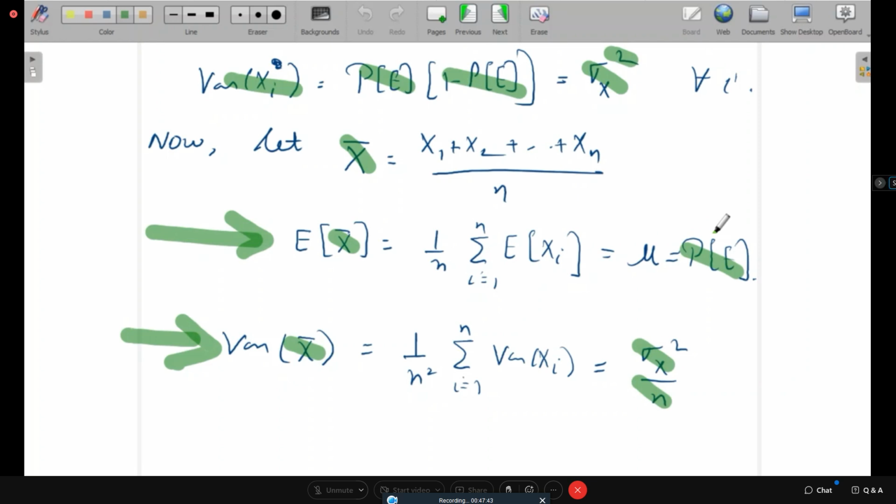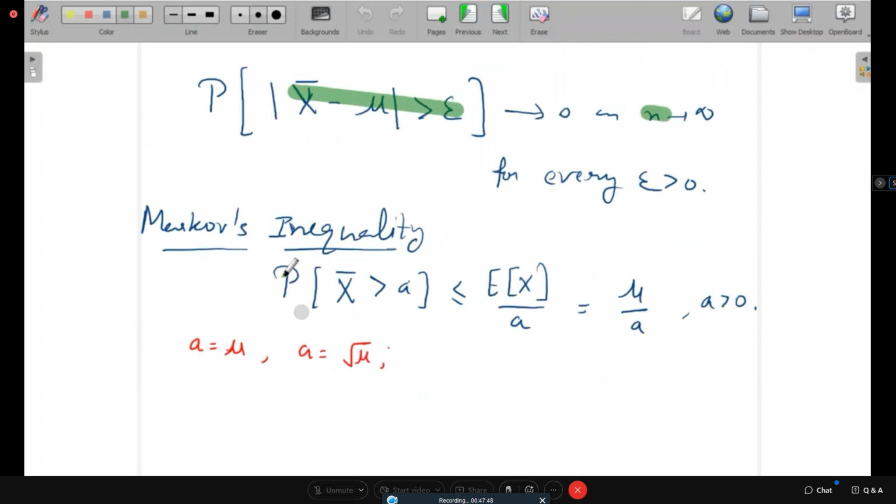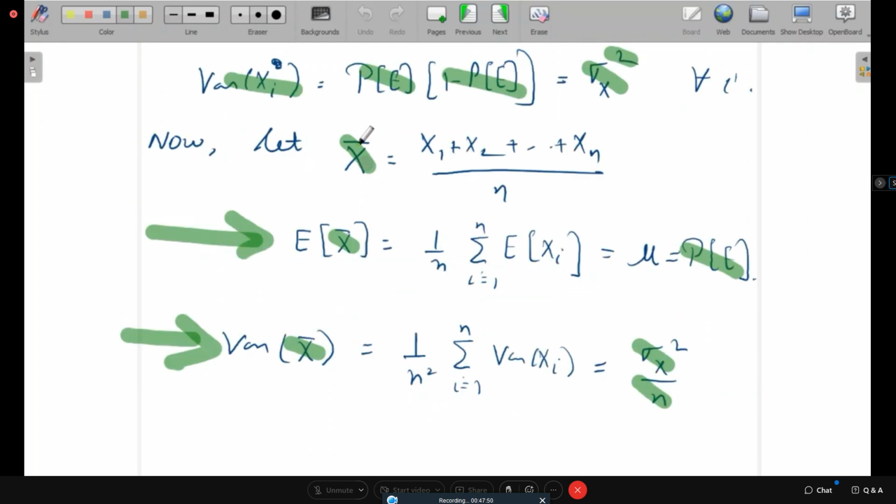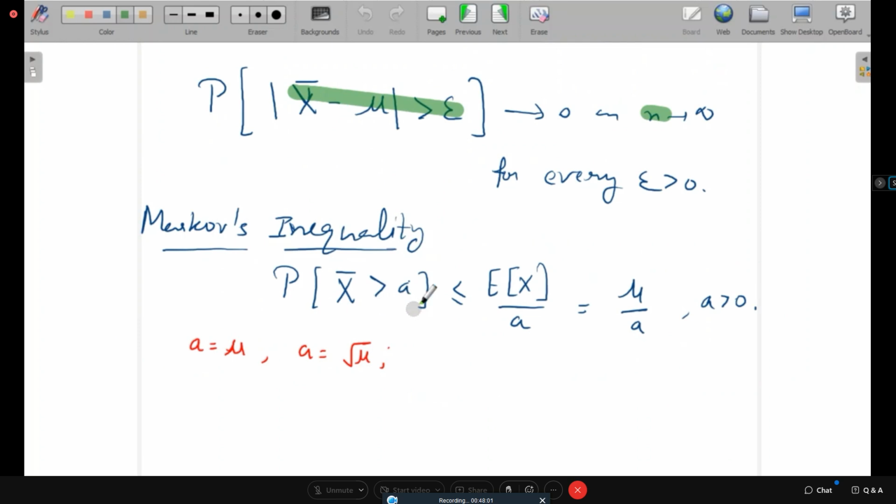Yes, sir. Okay. Now, what the Markov inequality is, because see X bar, each Xi will take non-negative values, right? 1 or 0. So X bar will also take a non-negative value. So probability that X bar greater than A is less than equals to mu by A. Okay, so we are trying to fit all the inequalities here. So let's try to interpret this now.